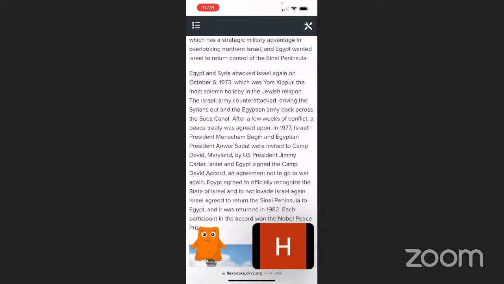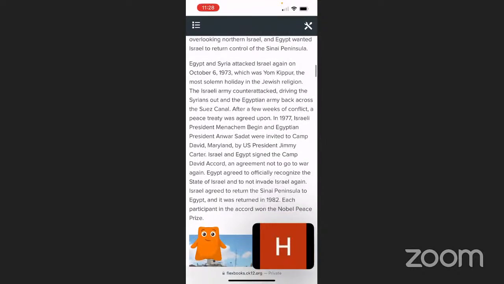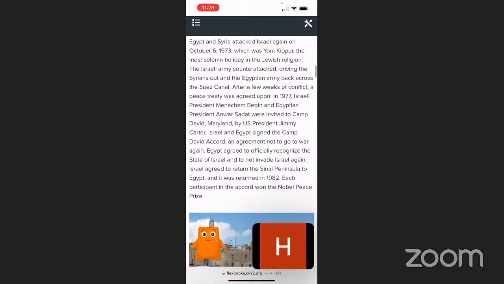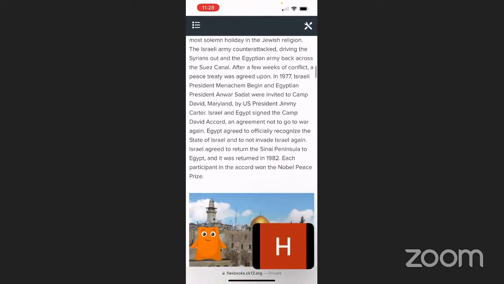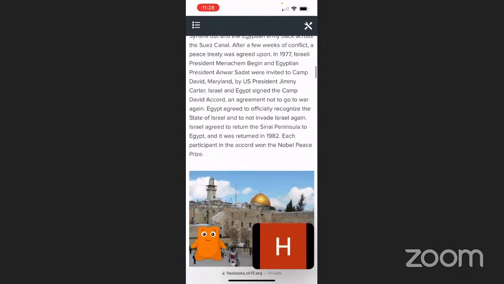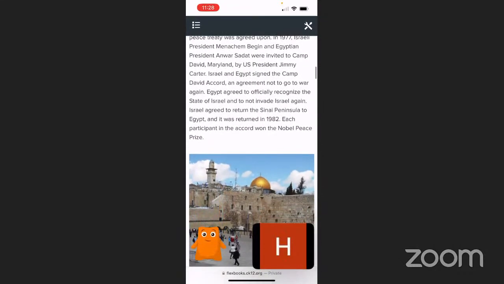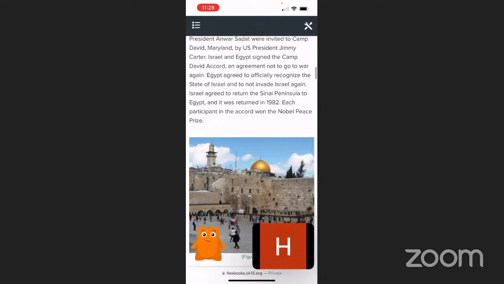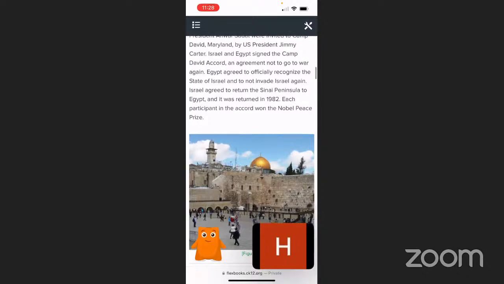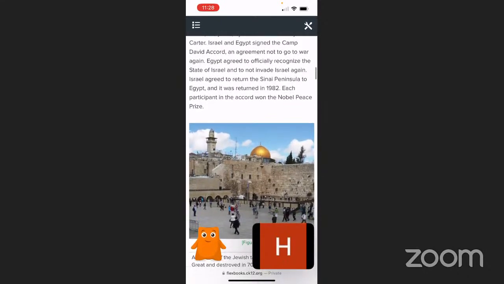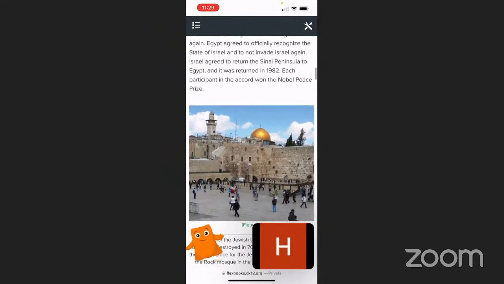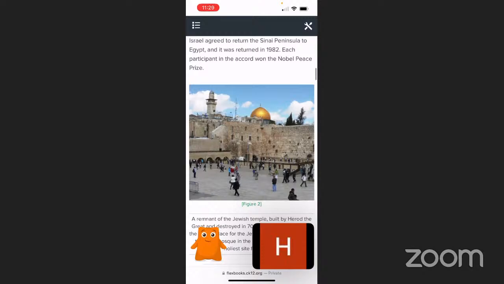After a few weeks of conflict, a peace treaty was agreed upon in 1977. Israeli Prime Minister Menachem Begin and Egyptian President Anwar Sadat were invited to Camp David, Maryland, by U.S. President Jimmy Carter. Israel and Egypt signed the Camp David Accord, an agreement not to go to war again. Egypt agreed to officially recognize the state of Israel and to not invade Israel again. Israel agreed to return the Sinai Peninsula to Egypt, and it was returned in 1982. Each participant in the Accord won the Nobel Peace Prize.